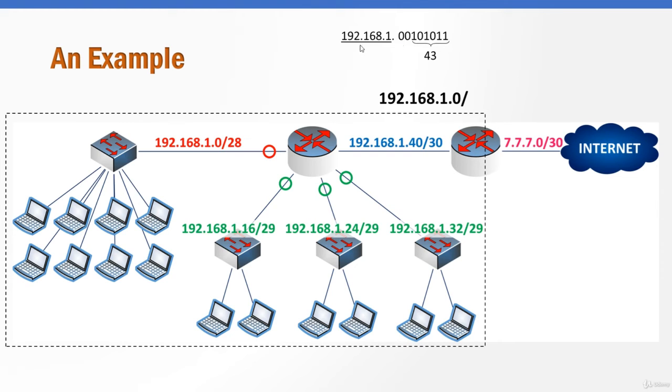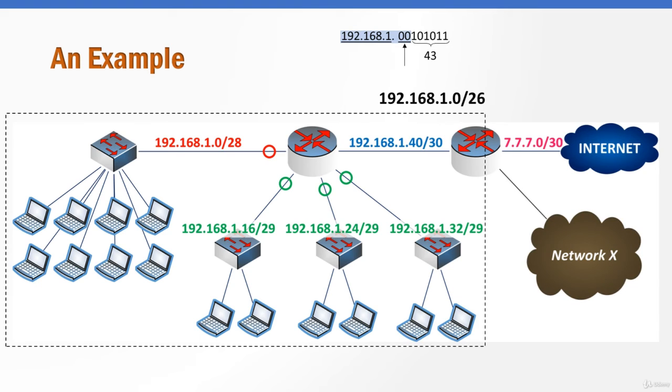That means that the number of bits that are always the same in all of our subnets is going to be 24. So this is 24 plus the 2 bits from the fourth octet. So that's 26. And that's going to be our new subnet mask. So 192.168.1.0/26 is our summary address for this entire network. Now we are safe in case a new network appears.